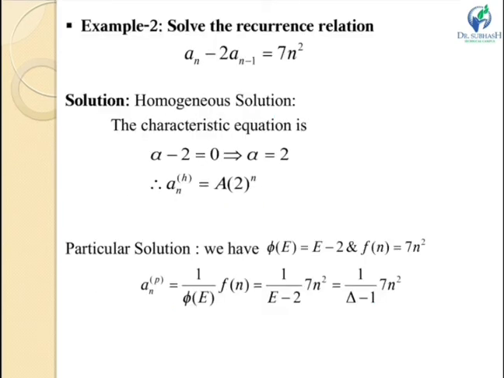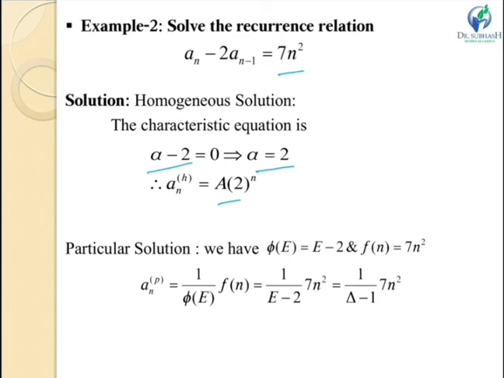One more example. Solve the recurrence relation a(n) minus 2a(n minus 1) equal to 7n square. See here, again the order of the equation is 1. So the characteristic equation can be written as alpha minus 2 equal to 0, which implies alpha equal to 2. So the homogeneous solution will be a into 2 raised to n. Now we will find the particular solution.